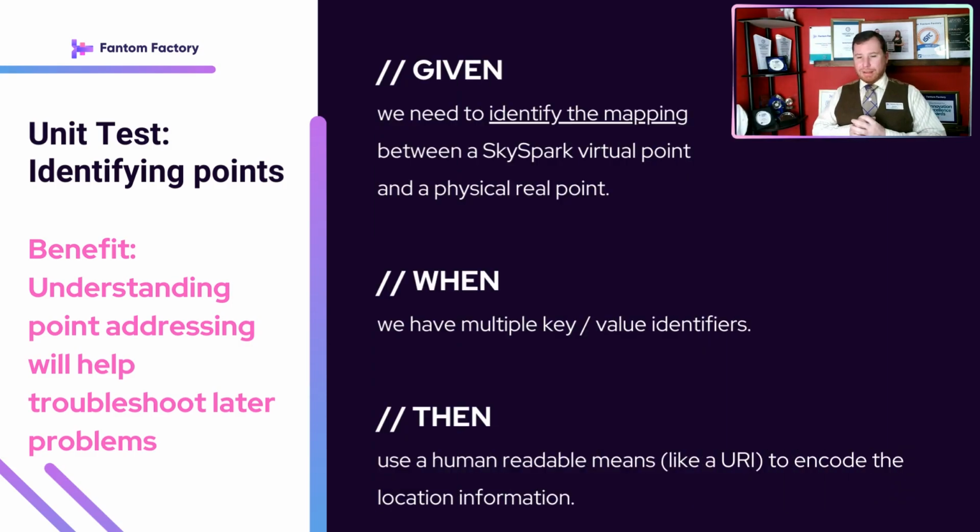We write a lot of unit tests at Phantom Factory, and these are often influenced by behavior driven design, or BDD. So let me summarise what I've just said as an acceptance test. Given we need to identify the mapping between a SkySpark virtual point and a real physical point, when we have multiple key value identifiers, then let's use a human readable means like a URI to encode this address information. And this will help us understand point addressing, which will in turn help us troubleshoot problems later on.